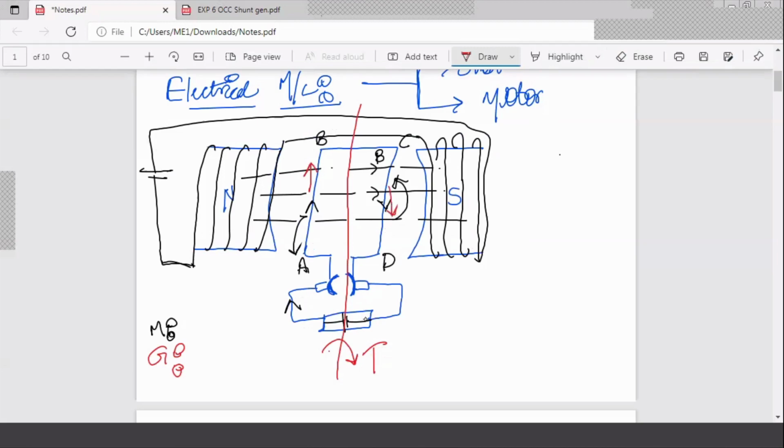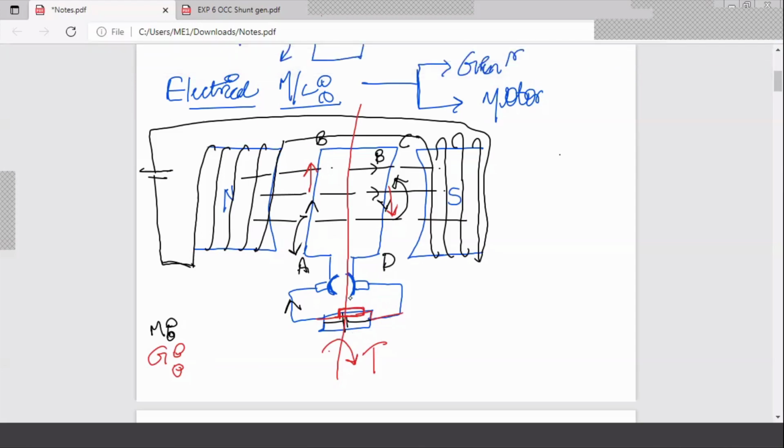And instead of giving a DC source here as an input, you are connecting a load like this. There's a load which is connected, not a source. Now this load may be a resistance or any other element. You are giving it a torque, that means mechanically you have coupled something to the shaft. You may connect a diesel engine or any other rotating device which will rotate the shaft of this same machine.